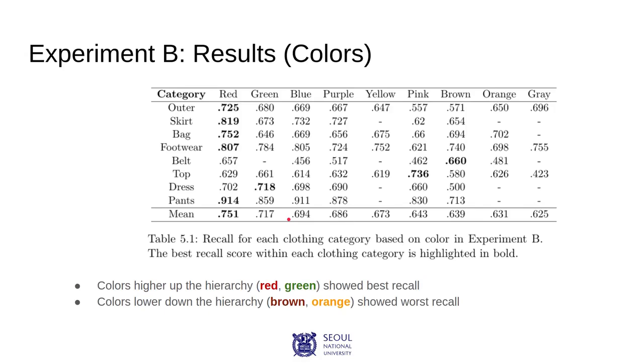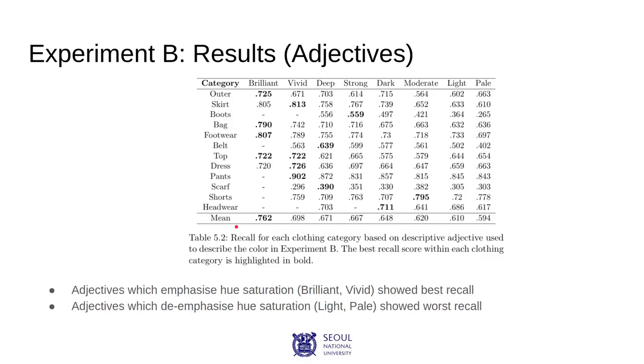When we look at the results, similar to experiment 1, red shows the best recall. And colors lower in the hierarchy, such as brown, orange, and grey, show greater than 10% worse recall on average than colors higher up the hierarchy. Also, interestingly, colors that are described as vivid, brilliant, or deep, so colors which emphasize hue, generally show much better recall than colors which de-emphasize hue, such as moderate, light, or pale.